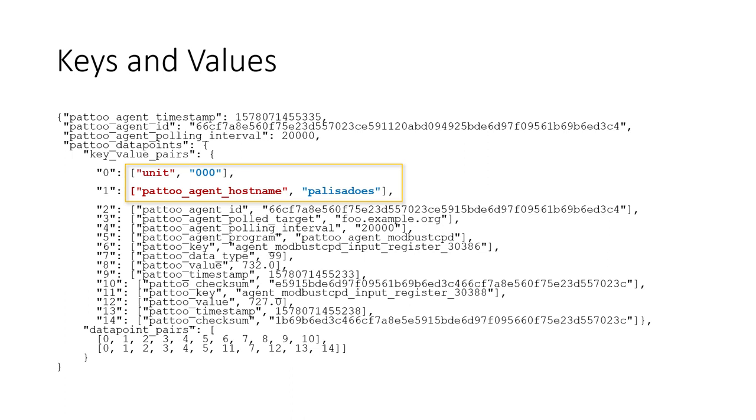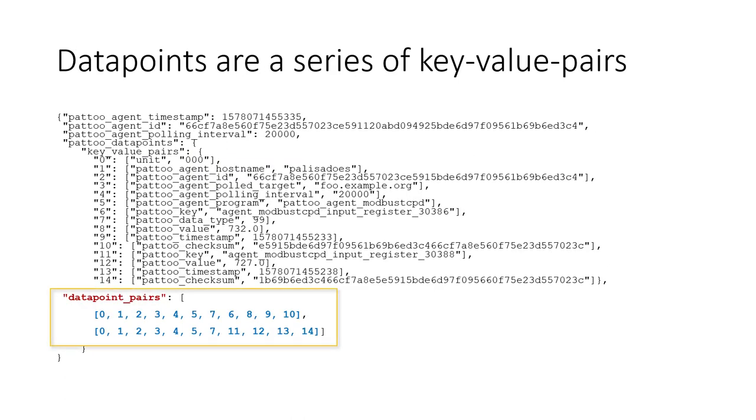The key is Pattoo agent underscore hostname, and that is the name of the host on which the agent itself is running. In this case, the name of the host is Palisados. This continues all the way down the line. We have the various agent IDs and keys and values, and they're all included in this list of key value pairs. So let's take a look at the data points. How many data points do we have? Actually, we have two.